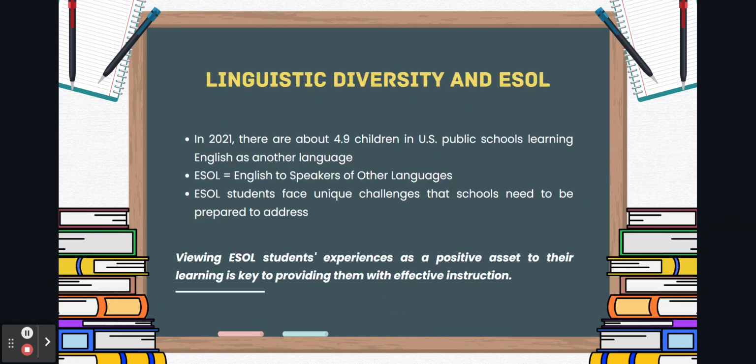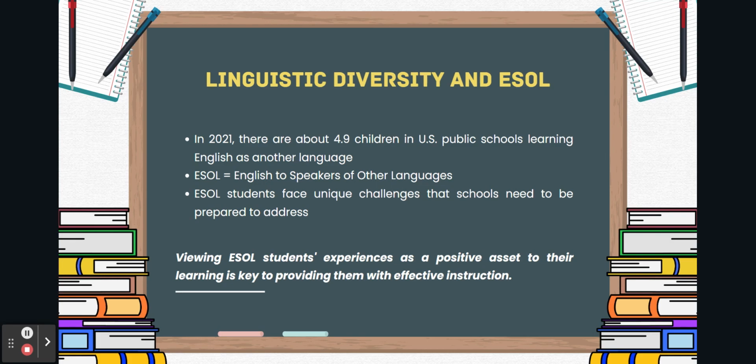Linguistic diversity in ESOL is another aspect to examine in order to make classrooms inclusive environments. In 2021, there were about 4.9 million children in U.S. public schools learning English as another language. And ESOL stands for English to Speakers of Other Languages, which is a more descriptive way to talk about this group of students, since oftentimes English isn't just a second language for a student.